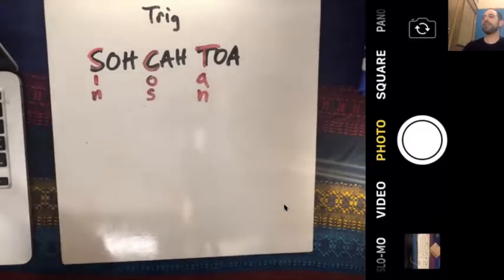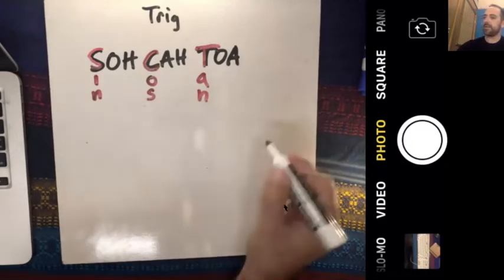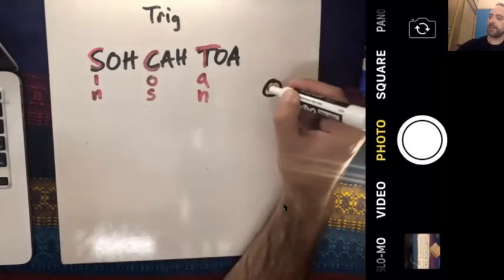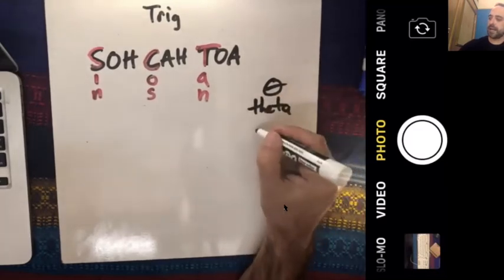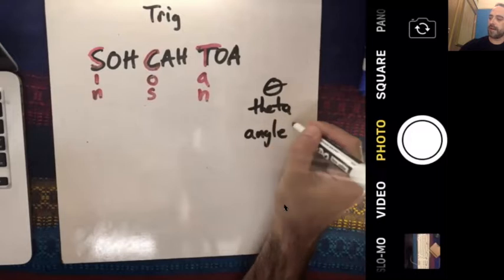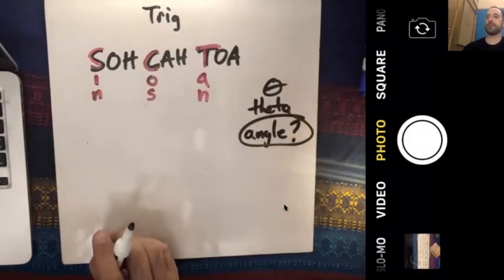Okay. Now let's look at this. SOHCAHTOA, our magic word. Now there's going to be another word I'm going to use. It's called theta. Okay. Theta is just an angle that I don't know about. It's an angle in question, theta. I don't know about it, okay?